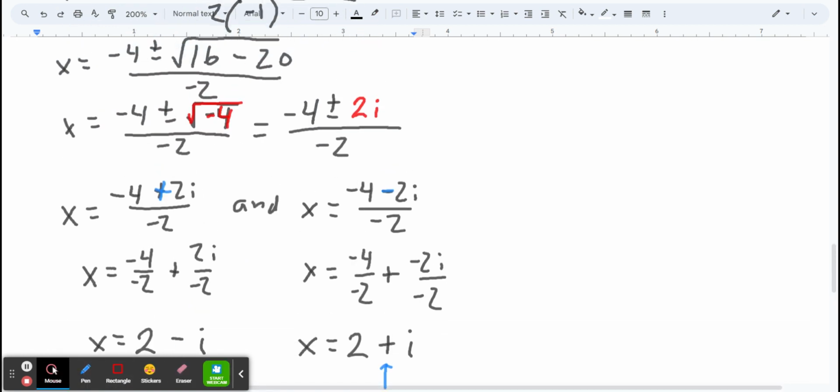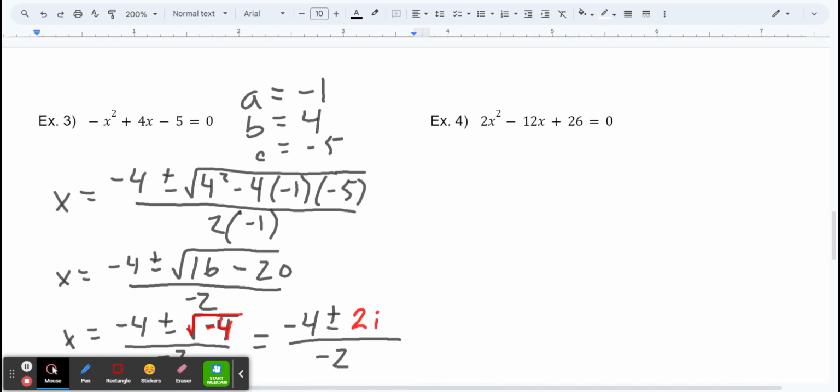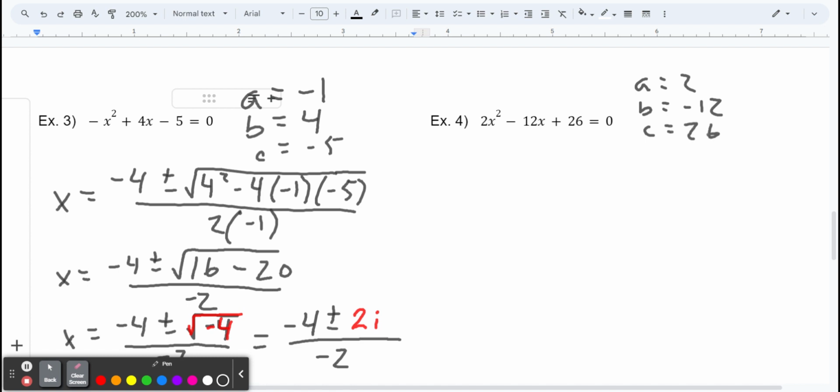All right, let's do one more problem. Again, practicing with imaginary numbers. Start off by identifying a, b, and c. So a is 2, b is negative 12, and c is 26. Starting to deal with slightly bigger numbers here.